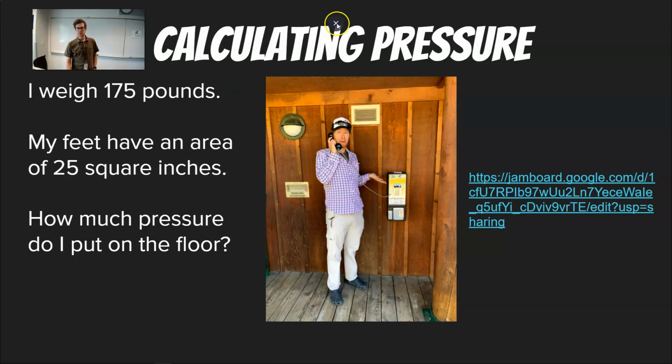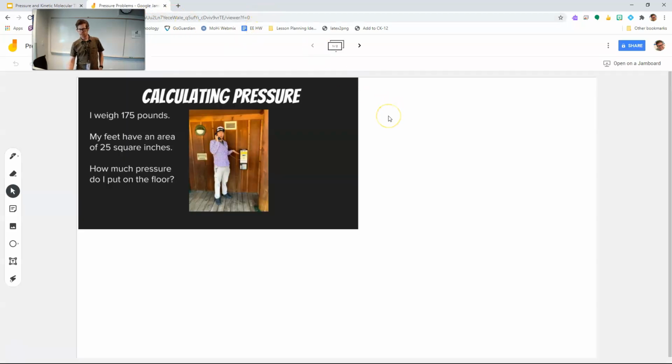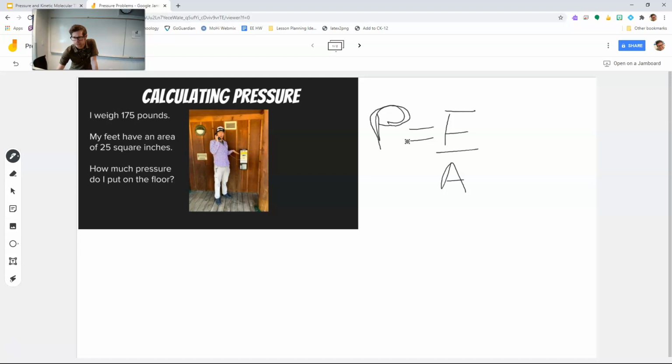I'm going to open a little whiteboard thing I can use here. So remember what we said. We said pressure is equal to force divided by area, right? And so we want to know this pressure. That should be a P. That's the worst P ever.